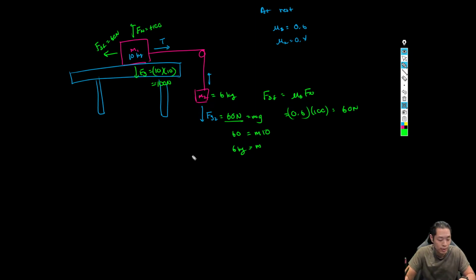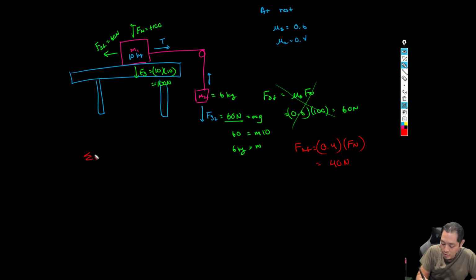Then the next one is, once it's moving, what's its acceleration? Once it's moving, we don't care about static friction anymore. What we care about is kinetic. So kinetic is 0.4 times Fn, so that will be 40 newtons. Then you do a summation. Sum of all forces is equal to, and then you want to do a direction of motion. It should go to the right and then back down.